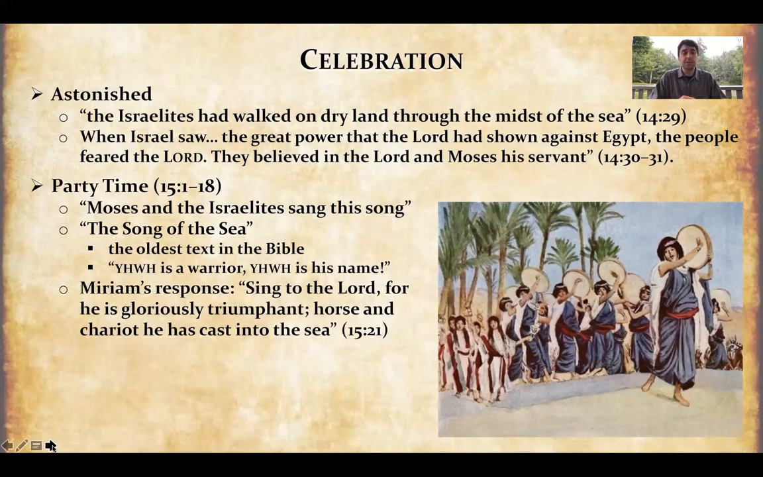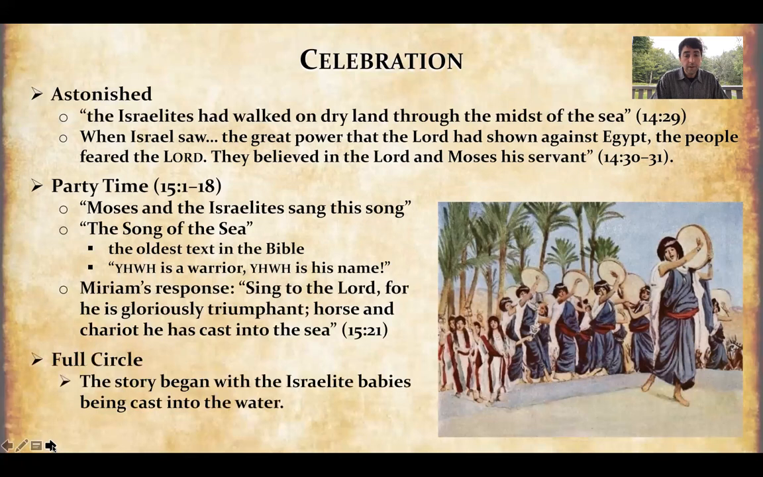And then Moses' sister Miriam, remember, who was there at the edge of the reeds to take Moses back to his mother, she responds to Moses and says, "Sing to the Lord, for he is gloriously triumphant. Horse and chariot he has cast into the sea." So the story comes full circle at the end. The story begins with the Israelite babies being cast into the water and ends with the Egyptian oppressors themselves being cast into the water. And there's ultimate justice and closure to this story, as we'll see here.